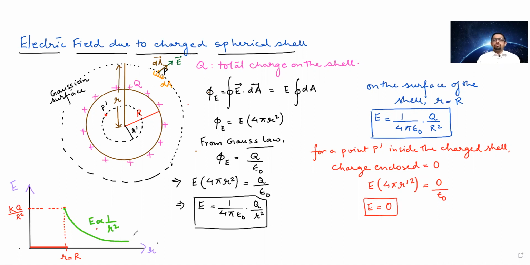Right? So what we have learned is that the electric field due to a charged spherical shell outside varies as 1 by R squared. On the surface, it is maximum, and inside it is 0.